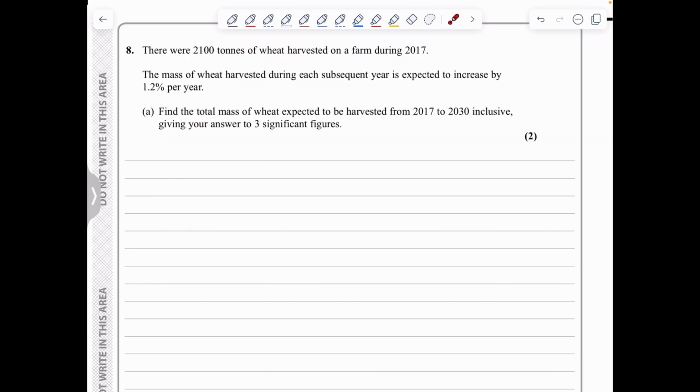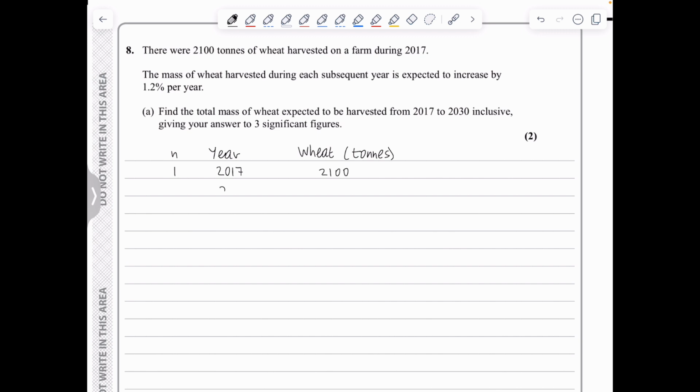In question 8, we are told that 2,100 tons of wheat were harvested in 2017, and this is increasing by 1.2% per year, and we need to find the total mass from 2017 to 2030 inclusive, giving our answer to 3SF. Well, it makes sense to draw up a table with three headings: N, the year, and the wheat harvested in tons. Well, in 2017, which is the first term of the sequence, you had 2,100 tons.